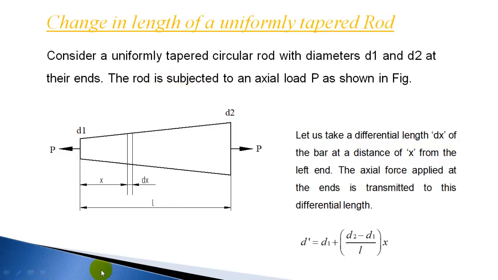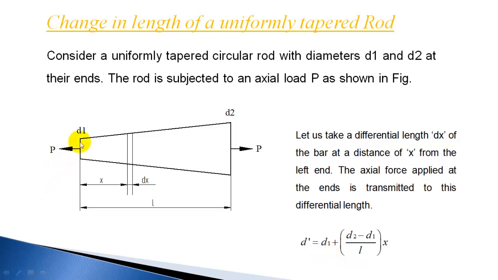So what will be the increase in x mm length? In 1 mm length, it is d2 minus d1 by L. For x mm length, it is going to be d2 minus d1 by L into x. So this portion, d2 minus d1 by L, is in 1 mm length, and d2 minus d1 by L into x is in x mm length. So that is the increase in diameter in x mm length.